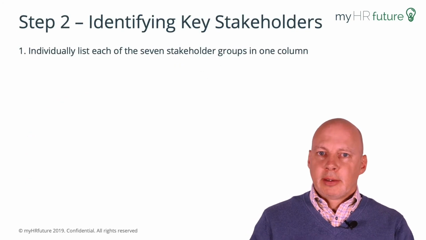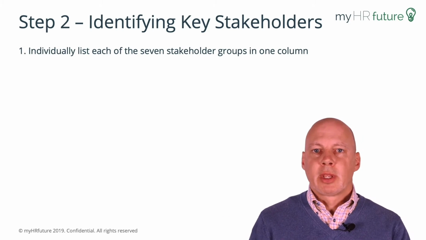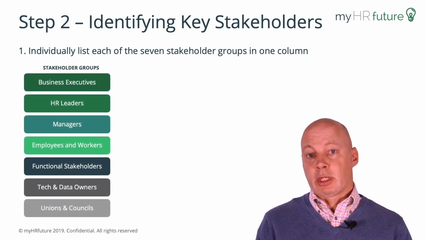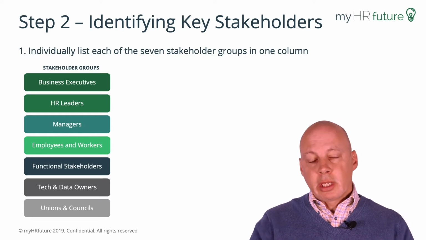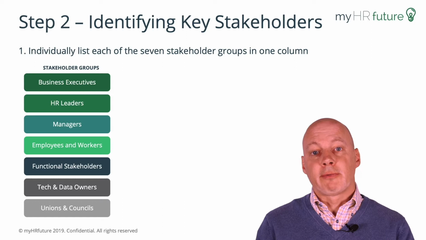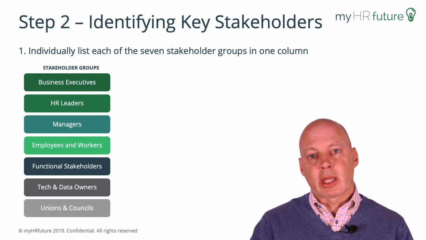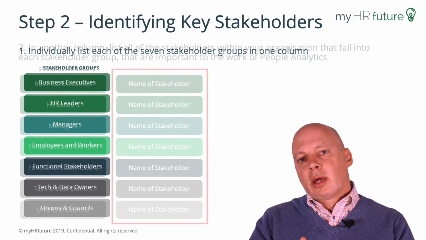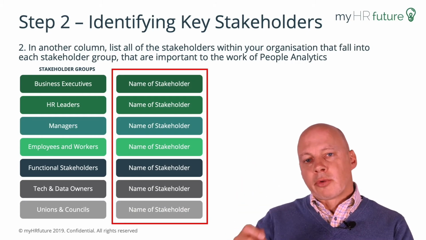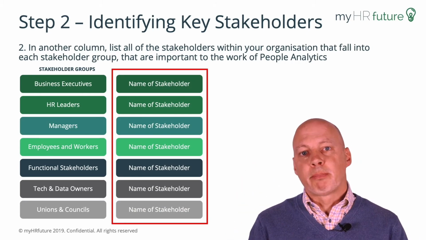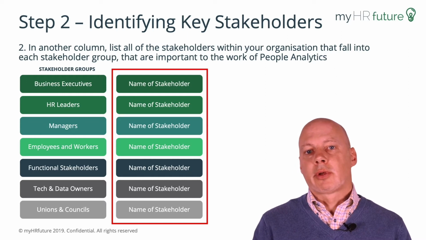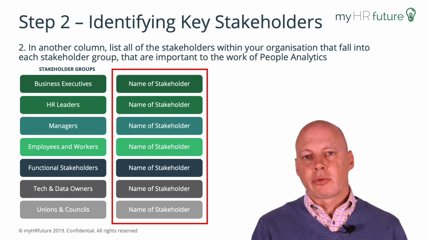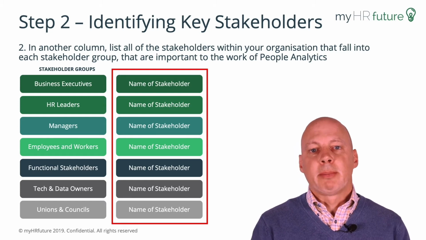Then you've got the people part of the stakeholder mapping. So this exercise can be done individually. You can just do it by taking a piece of paper, taking the 7 categories. Again, there's a template for this at the end of the course, but taking the 7 categories of stakeholders, and then on a column next to those, writing down the names of people in your organization that are in each of those 7 categories that are important to the work that People Analytics does.